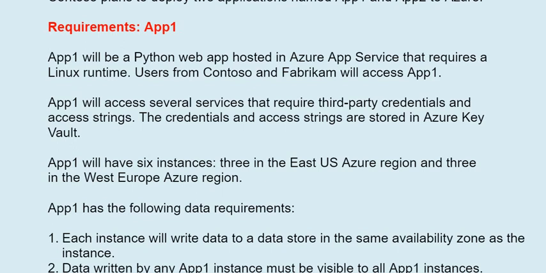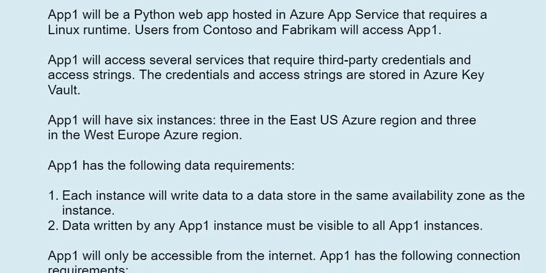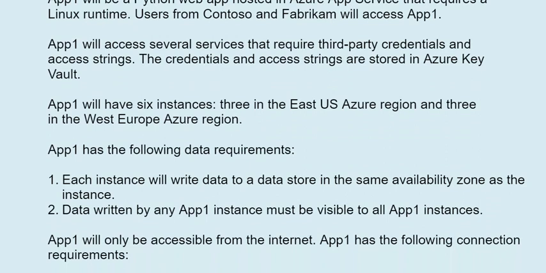App1 has 6 instances, 3 in the East US Azure region and 3 in the West Europe Azure region. App1 has the following data requirements. The first requirement is each instance will write data to a data store in the same availability zone as the instance. Data written by any App1 instance must be visible to all App1 instances. App1 will only be accessible from the internet.